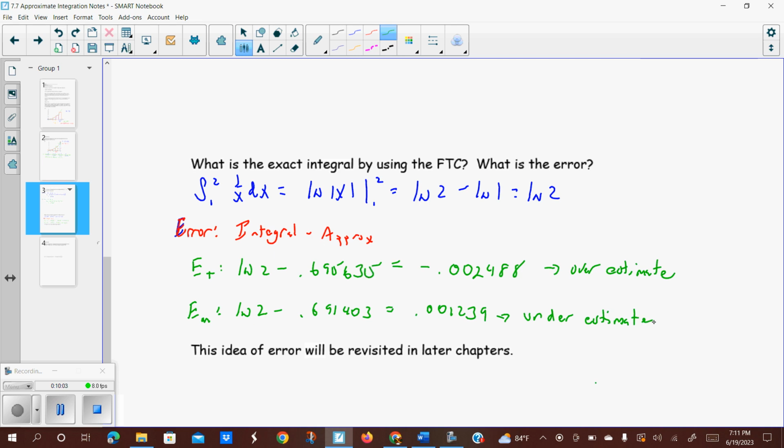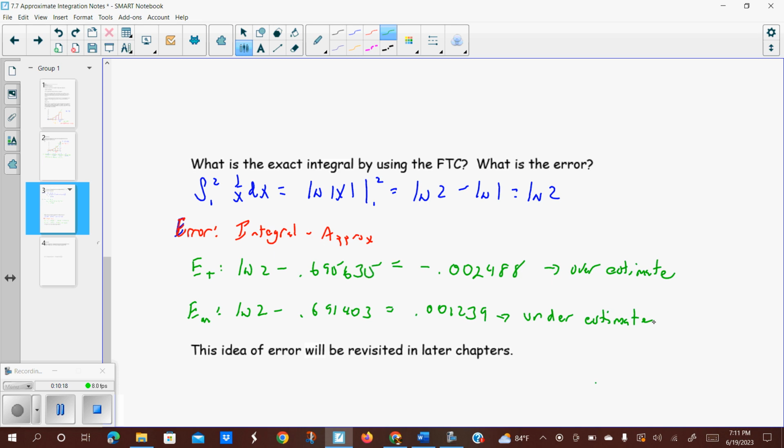Okay, neither one of those two things is something I'm going to totally stress about. You definitely want to know how to find the error. It probably won't actually ask you whether it's an over or underestimate, but it's good to know.